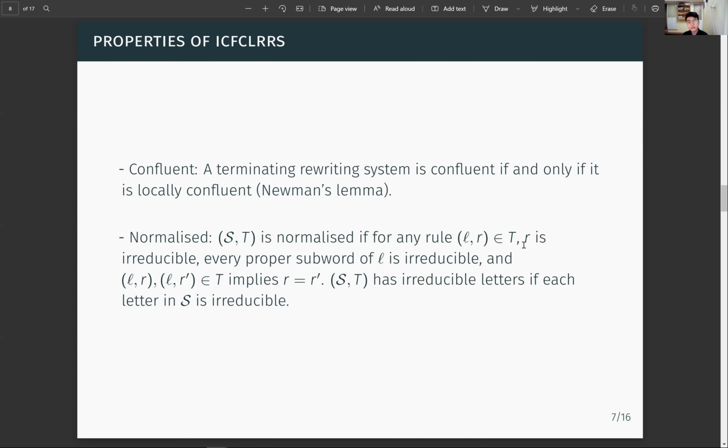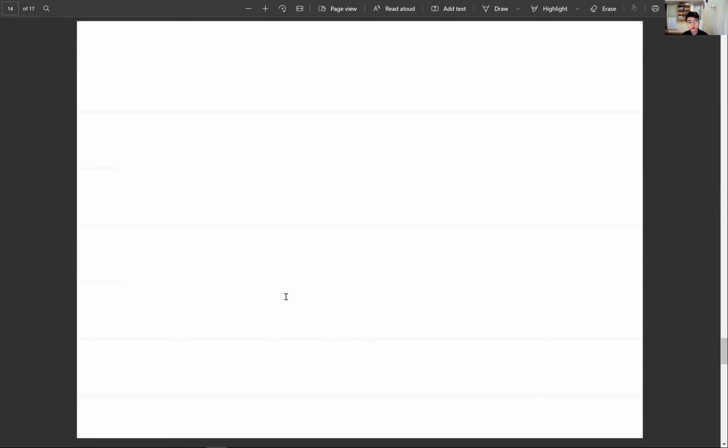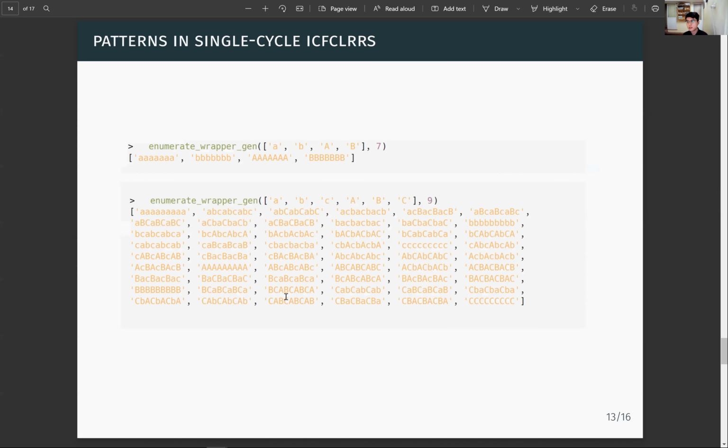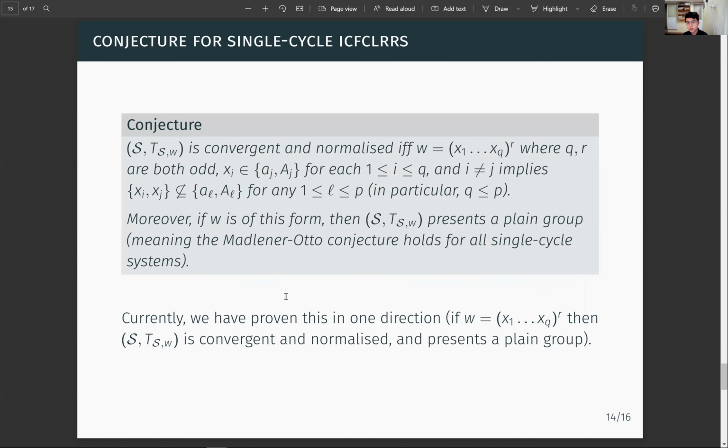And since the sequences are composed of unique letters and no letter appears twice in any sequence, the condition that (L, R) and (L, R') imply R equals R' is also satisfied. And so that's the proof for normalized. For convergence, since it's a bit more involved and we are running out of time, I'll not be talking about that.